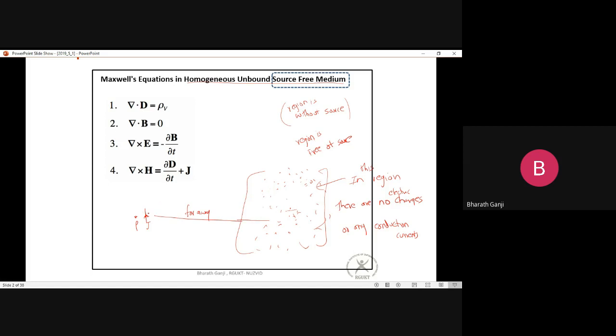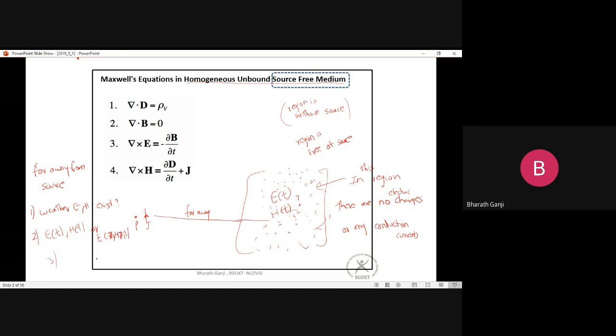Okay, so the sources are somewhere else, and when they create fields, if I'm far away from the sources, the first question is whether electric and magnetic fields can exist in that region. If they can exist, what do they look like, meaning what kind of mathematical format do they take? So far away from sources, the first question is whether E, H can exist. If they can exist even far away from the sources, do they change with time, or do they change with space also? Let us see. Will they change with time as well as space?